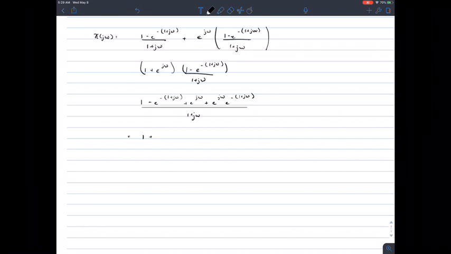Which is going to equal 1 plus e to the j omega minus e to the negative 1 plus e to the negative j omega, all divided by 1 plus j omega. Alright, and yeah, that looks like the simplest form. That's going to be the final answer.